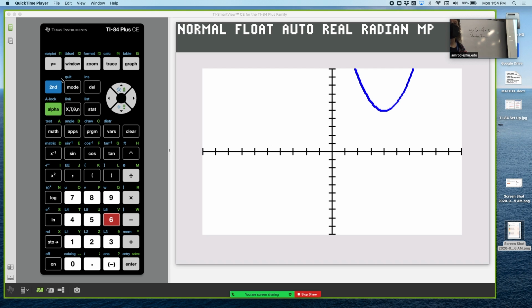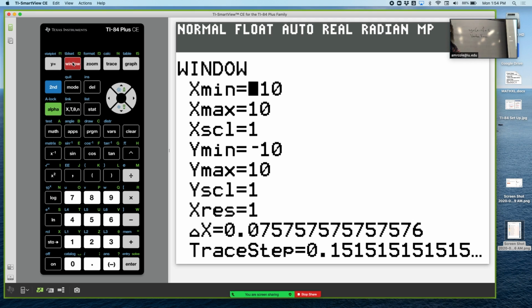If I go in and hit the window button, what comes up is that standard window. We knew it went from negative 10 to 10. So there's your x min, your x max, your x scale, because you can change the scale. It doesn't have to count by ones. If I wanted the y-axis to go all the way up to, say, 1,000, I don't want to count by ones. I might count by 500s or 1,000, so I can change the scale.